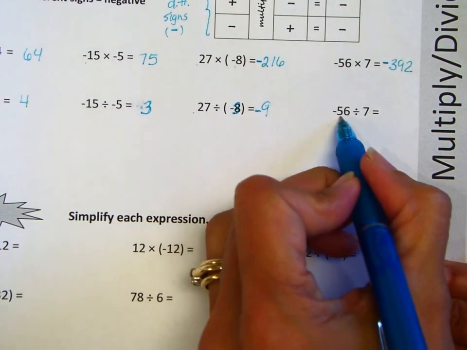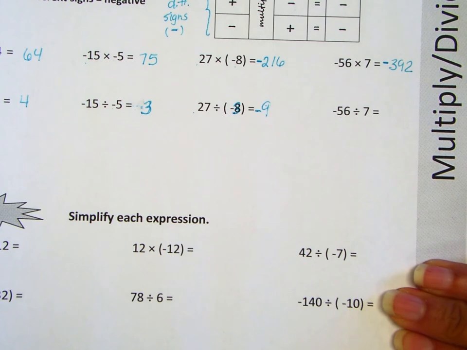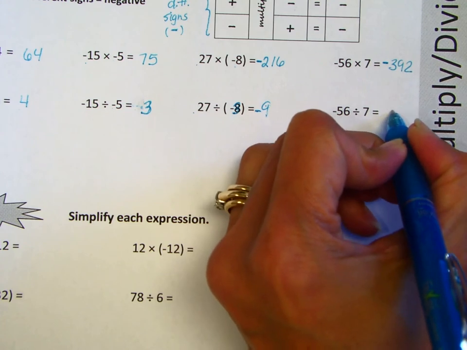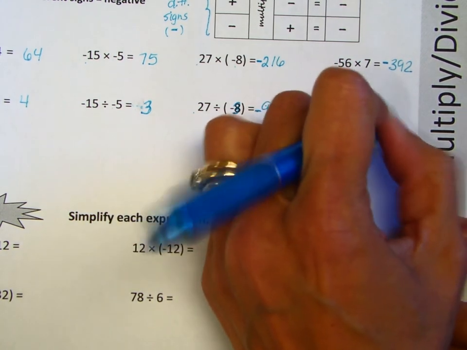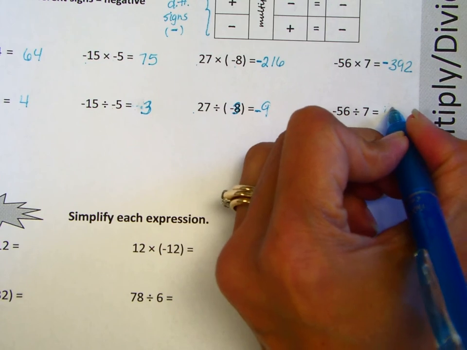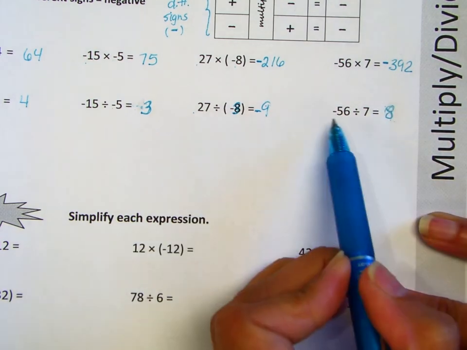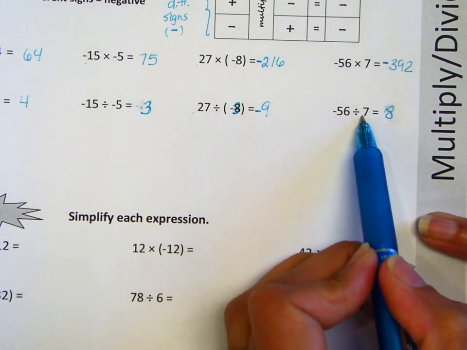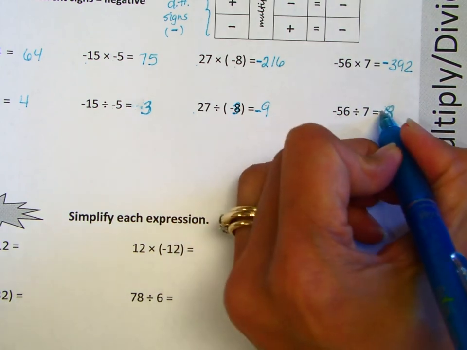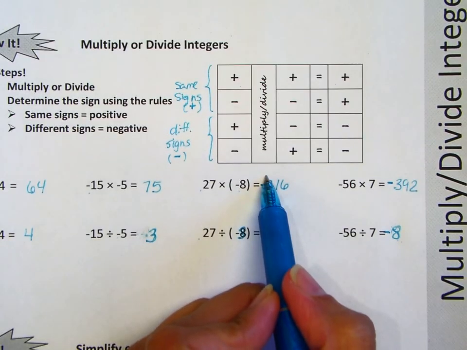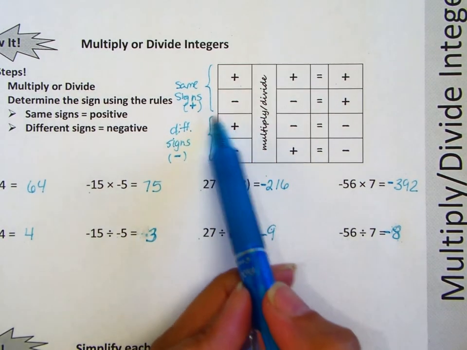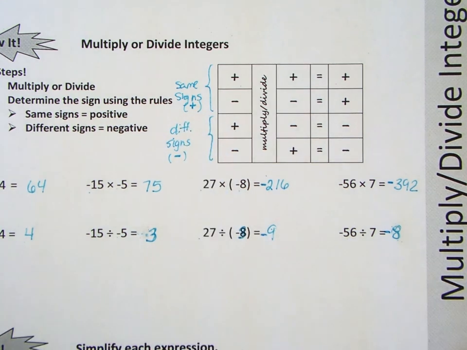And then we have negative 56 divided by 7. And we should get 8. Hopefully you caught that mistake. And we have a negative divided by a positive. Different signs means negative. So really that's all there is to it. Just remembering this table right here. Same signs, positive, different signs, negative.